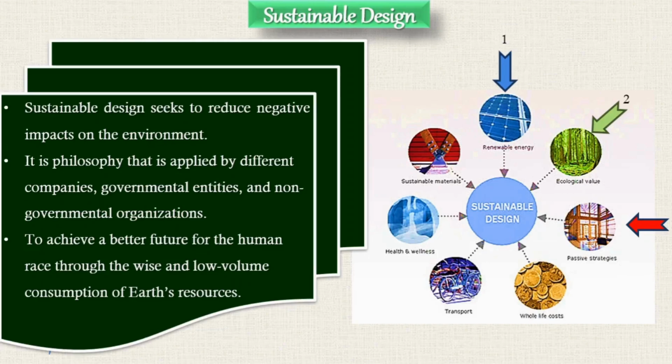Now comes the third part, that is passive strategies. Nowadays many people are talking about green buildings, where we don't have to produce the electricity directly. We are just using other sources like renewable energy, and we are trying to reduce the carbon footprint. So you can go for the passive strategy, try to use the proper material so that you don't require artificial lighting in the daytime.